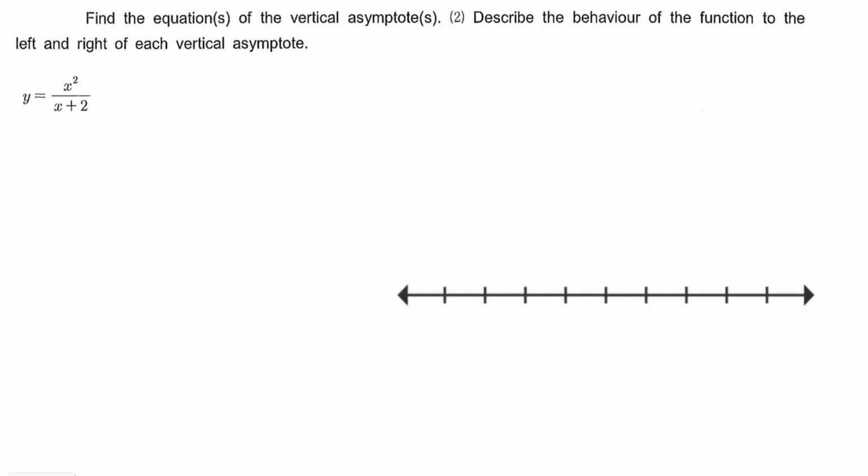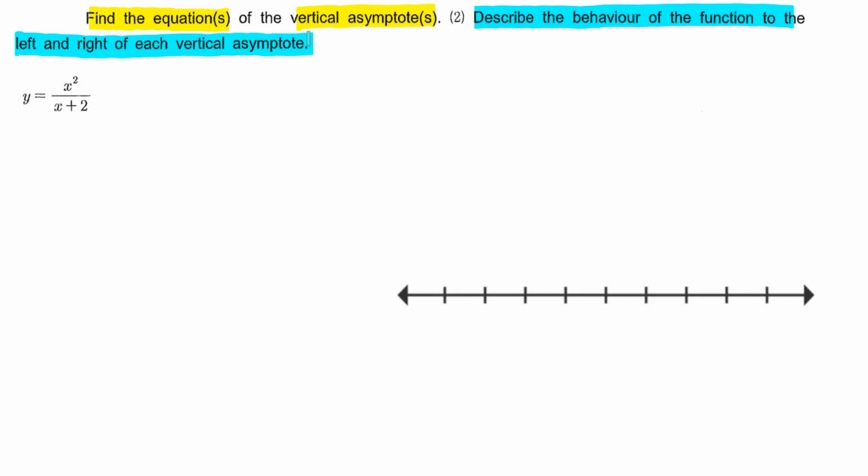We're now moving on to vertical asymptotes using limits. And for these problems, I need to start off by finding the equations of the vertical asymptotes. And then after that, I also need to describe the behavior of the function to the left and the right of each vertical asymptote. All right, so a little bit of work to do for these kind of problems.